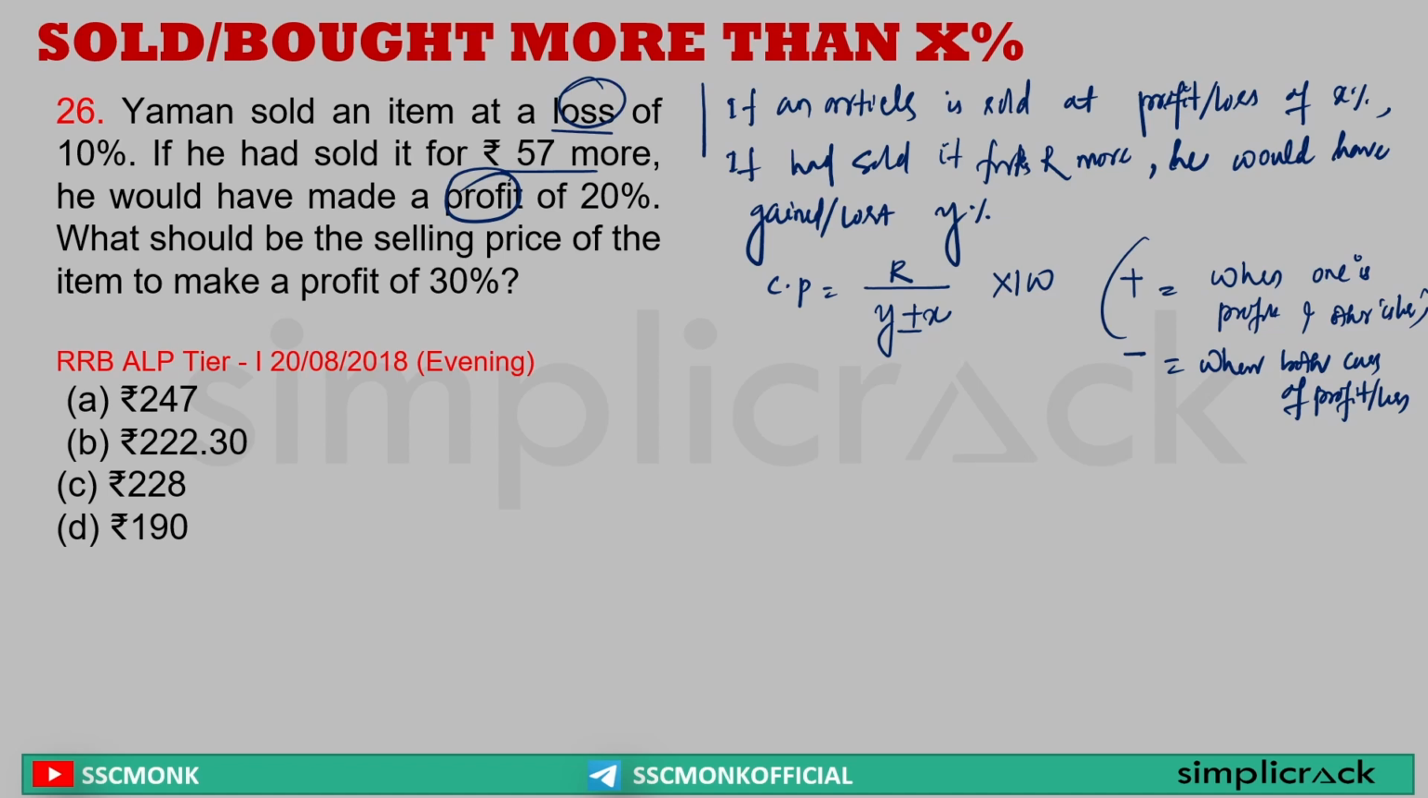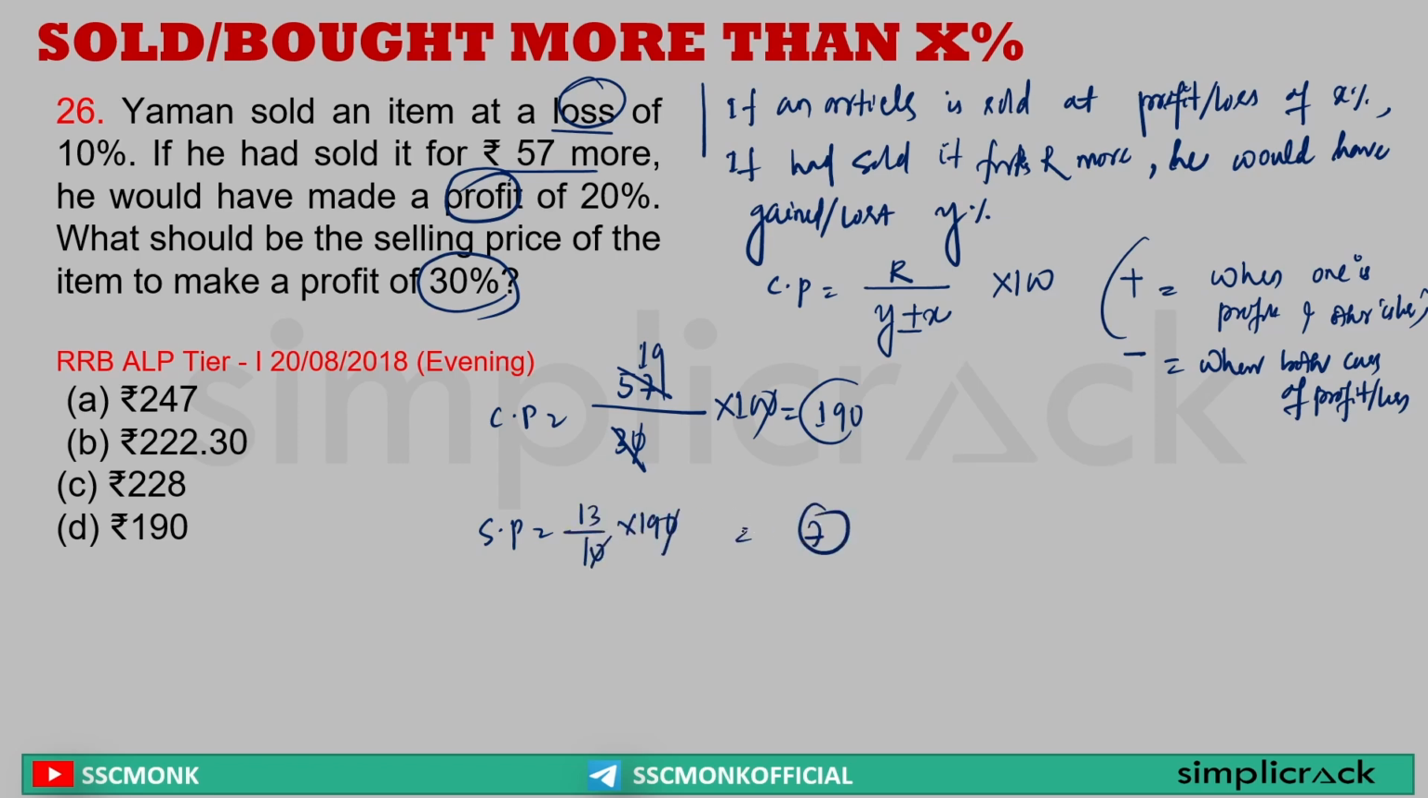So what is the cost price here? The cost price here is equal to R, 57, divided by Y plus X. That means 10 plus 20, 30, into 100%. Yes or no? Zero, zero crossed out. 3 19s are 57. So cost price is 190. Now he wants to sell it at 30% profit. That means selling price is equal to 13 by 10 into 190. Zero, zero crossed out. 9 3s are 27. 7 should be the unit digit. Answer option A. Clear? Sorted?